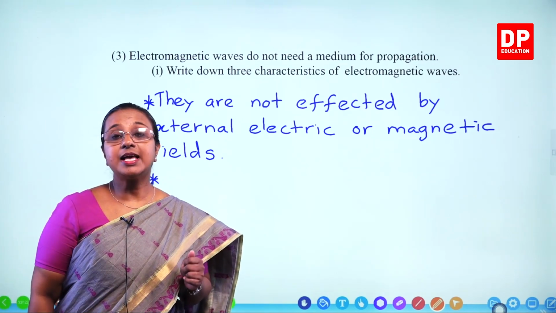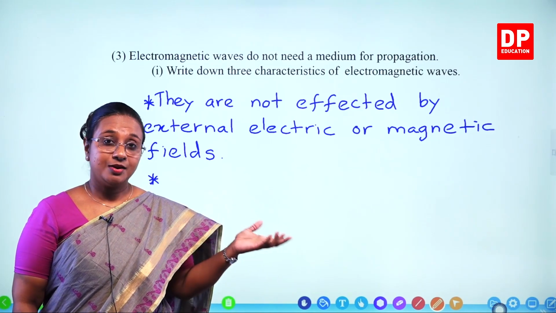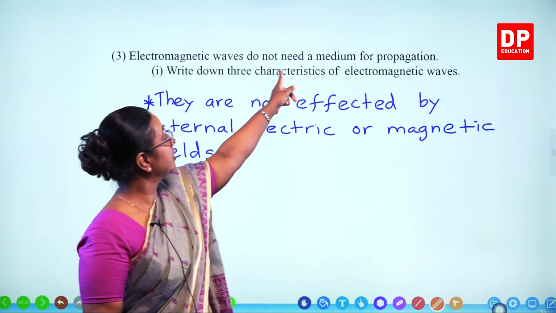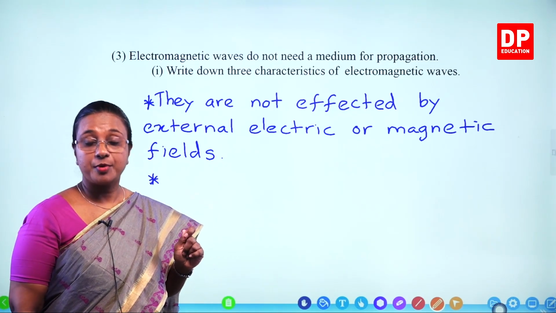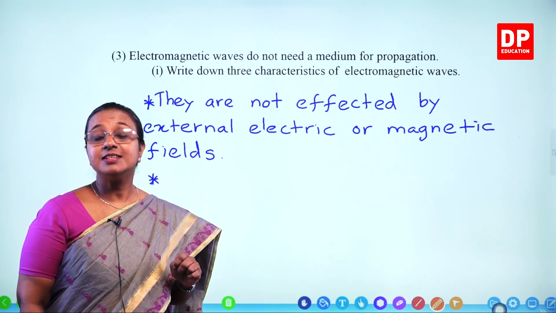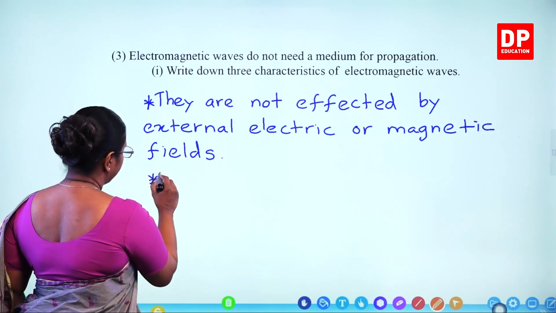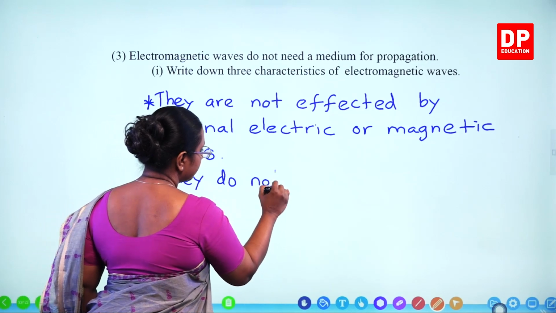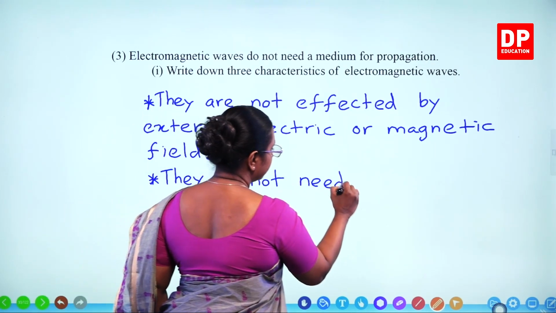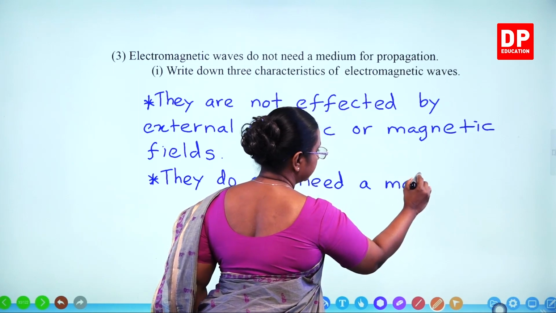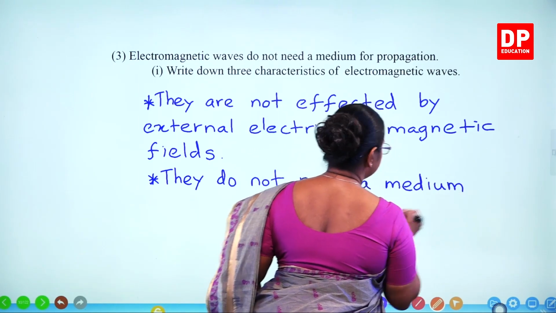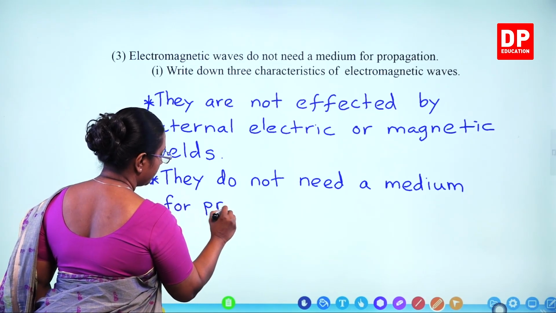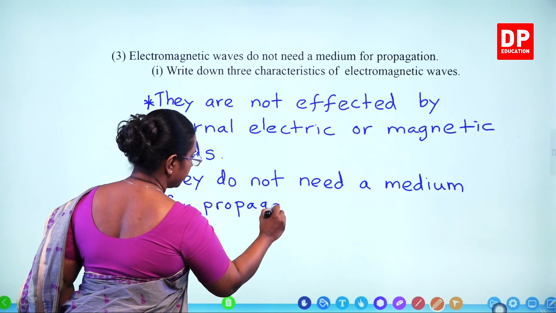What is the second characteristic? Why do we call them electromagnetic waves? Because they don't need a medium for propagation. And that is the second characteristic. They do not need a medium for propagation.